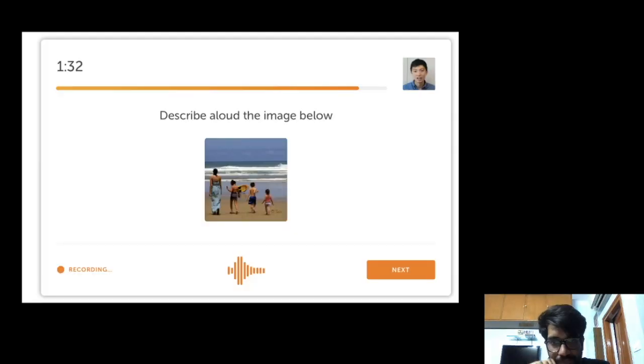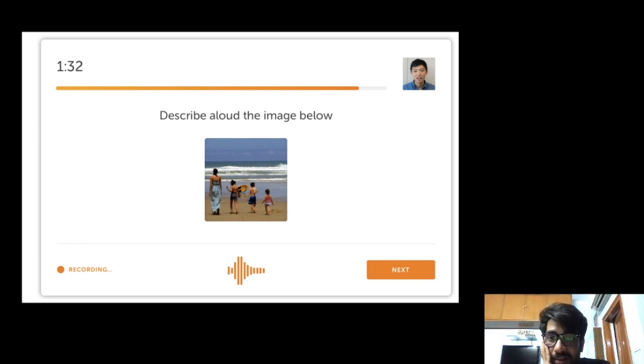So this is how your question looks like when you have to describe an image, right? And they are giving you good enough time, right? They are giving you more than 1.5 minutes, a lot of time, right? How do you speak on an image for 1.5 minutes? It's very difficult, all right?